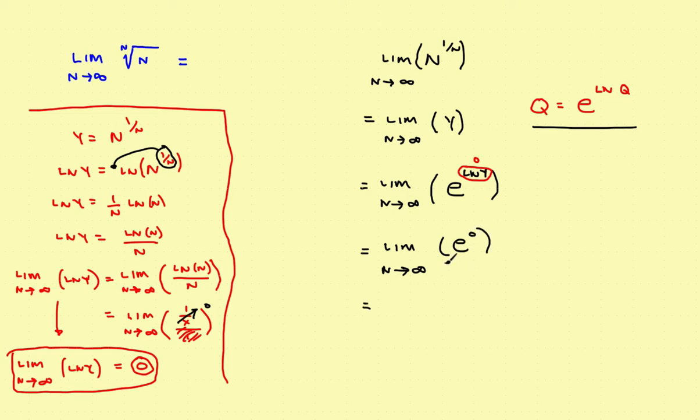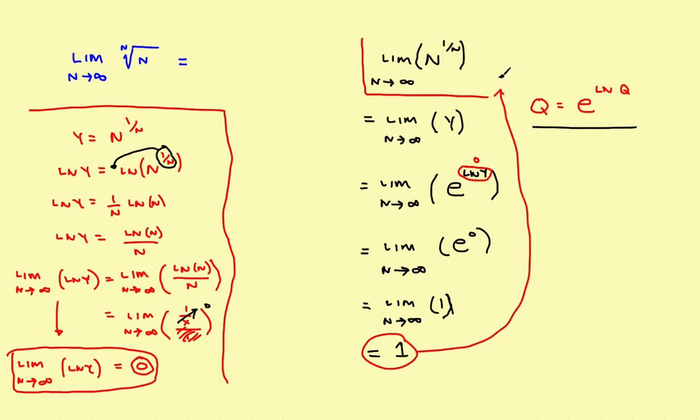Well, anything, this is a constant, to the 0 power is 1. And if you take the limit of a constant as n goes to infinity, that's just equal to 1. So finally, after all that work, you started with this, and you showed that it's equal to this. So you can take this and bring it right back up here, and that shows you that this thing is equal to 1.